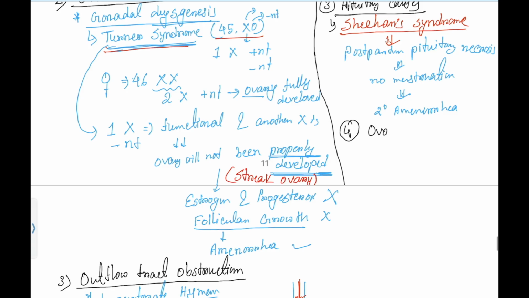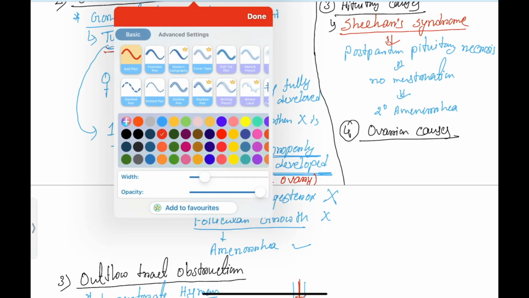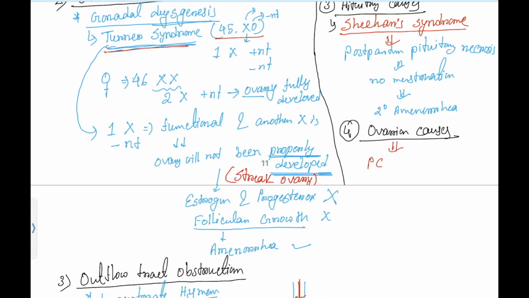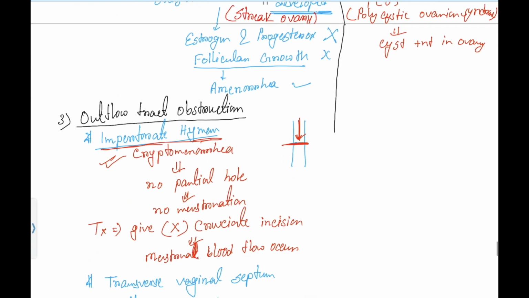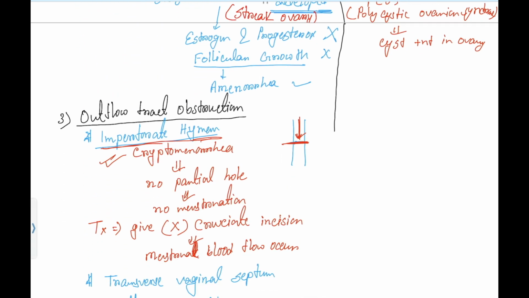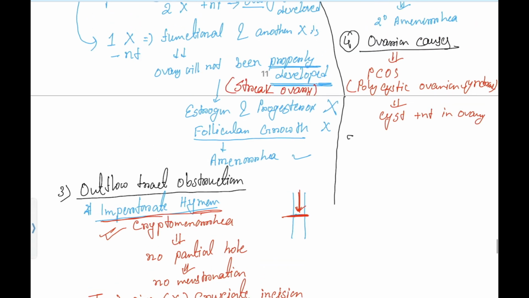Causes like ovarian causes. Ovarian causes like you can say PCOS. What is PCOS? Polycystic ovarian syndrome. If there are any cysts present in the ovary, that will also lead to irregular menstruation or absence of menstruation, leading to secondary amenorrhea. Now there are other causes like uterine causes.